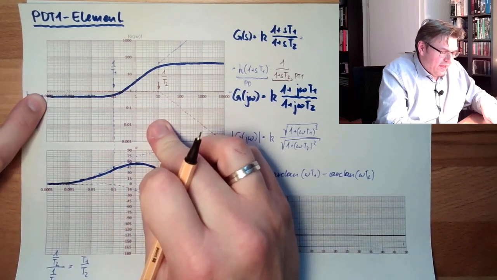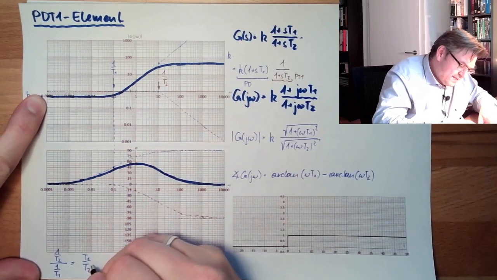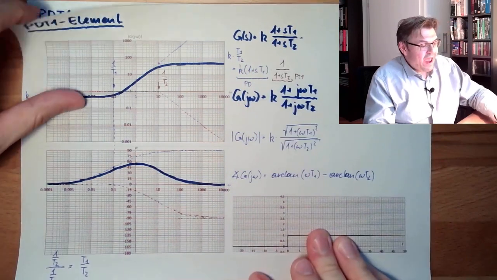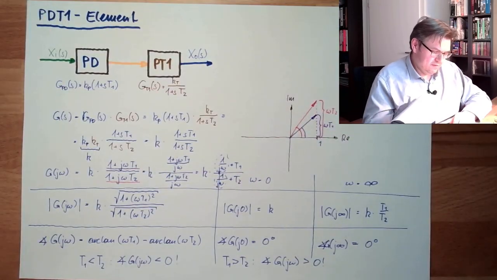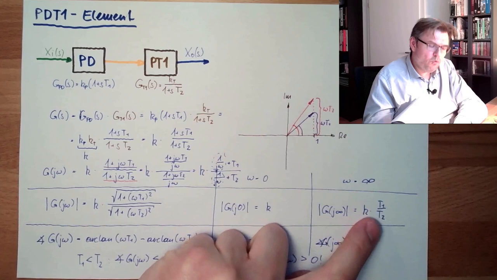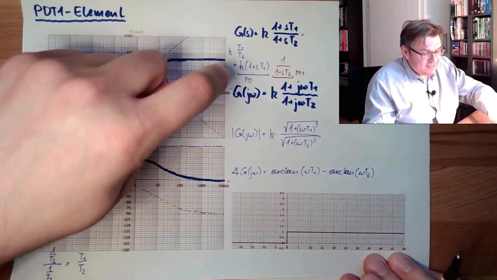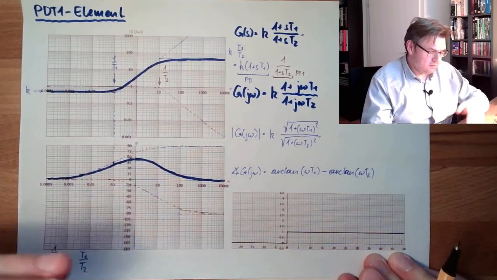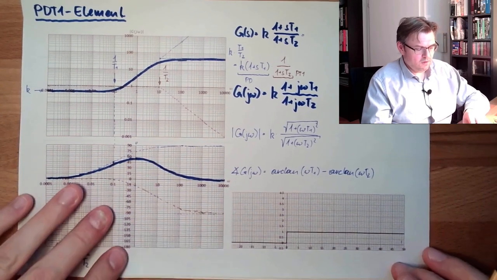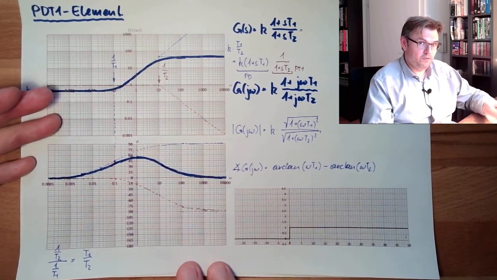Yeah. Here we had gain K, so here must be K multiplied by exactly this factor T1 divided by T2. Okay. And we had this here. Yeah? At unlimited frequency, K multiplied by T1 divided by T2. This graphical approach resulted in exactly the same answers like we had. Good. That's for the frequency response.